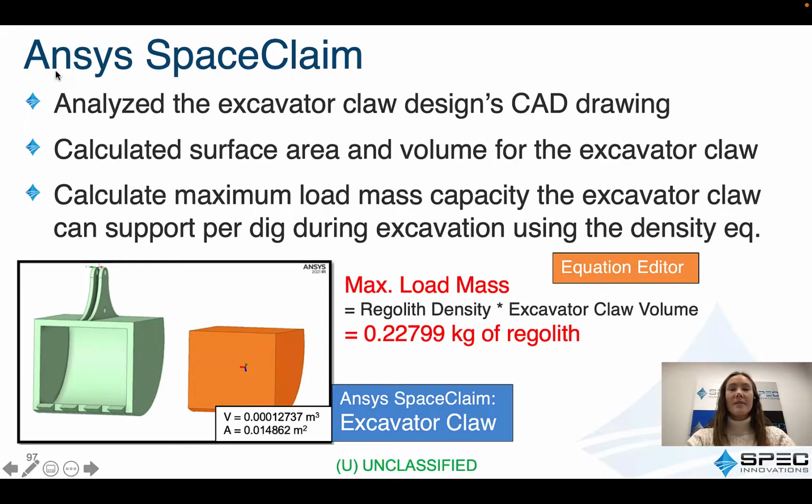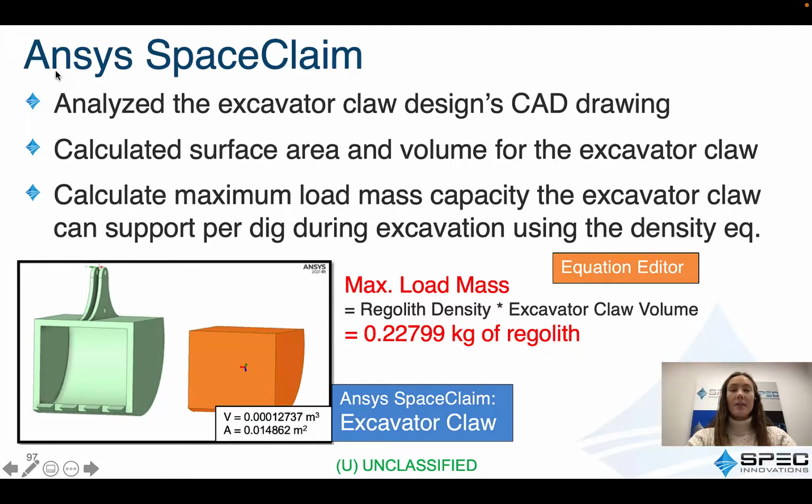First, a model of the excavator claw design was uploaded to Ansys SpaceClaim platform, and the excavator claw's CAD drawing was analyzed using the design engineering software. SpaceClaim calculated a surface area of 1.48 times 10 to the negative 2 meters squared, and a volume of 1.27 times 10 to the negative 4 meters cubed for the excavator claw.